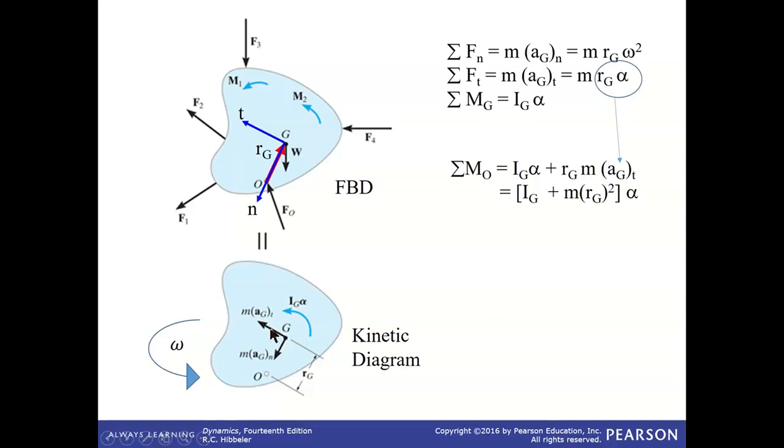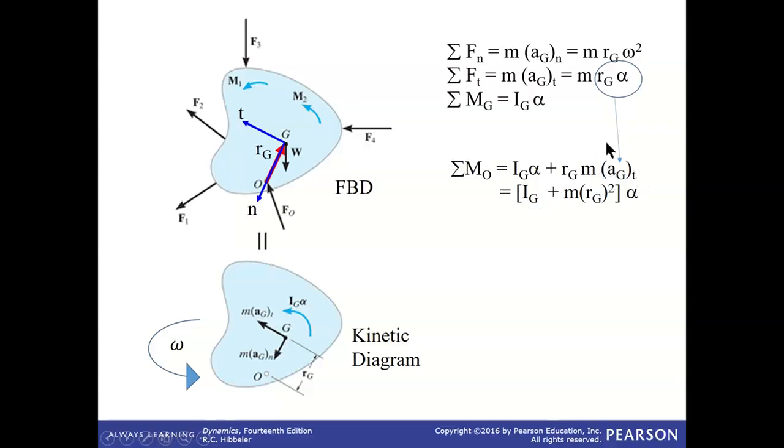So in this example, the resultant force has two components, normal and tangential, but the normal component does not contribute to any moment about O because its line of action passes through O. It's only the tangential component that contributes to the moment. So it's this force multiplied by the perpendicular distance between the line of action of this force and point O. So that's why we have Rg multiplied by m Agt.